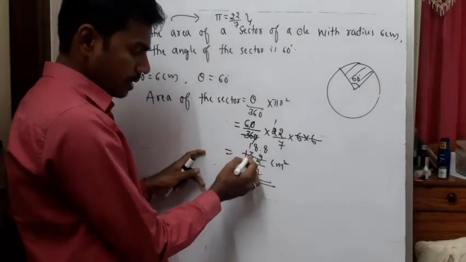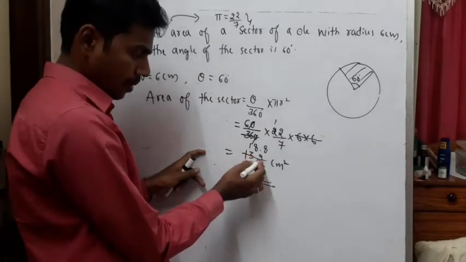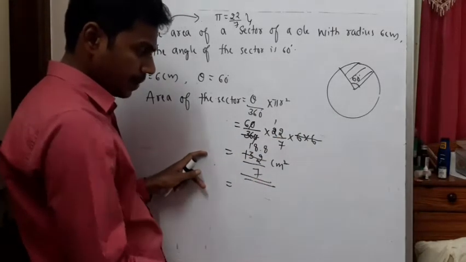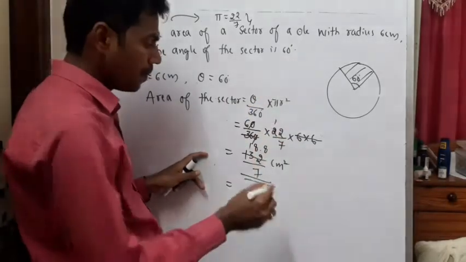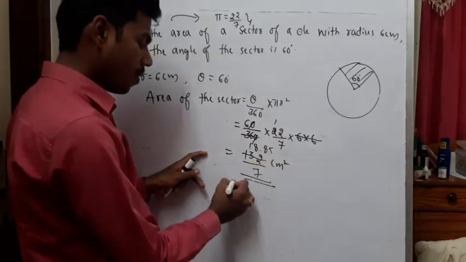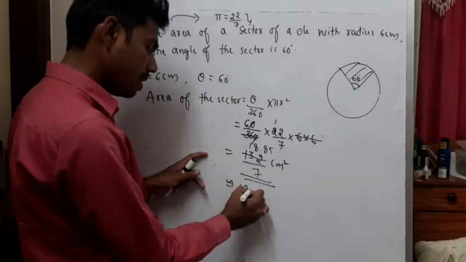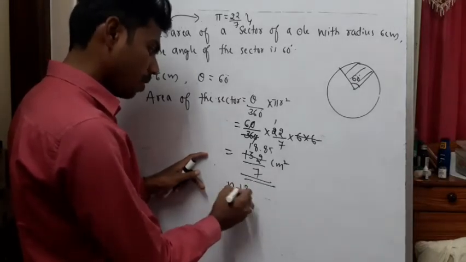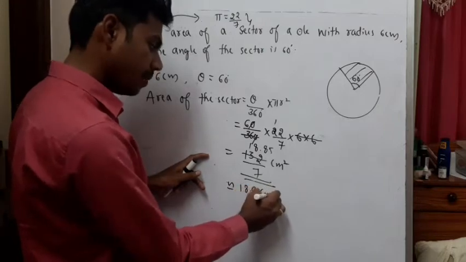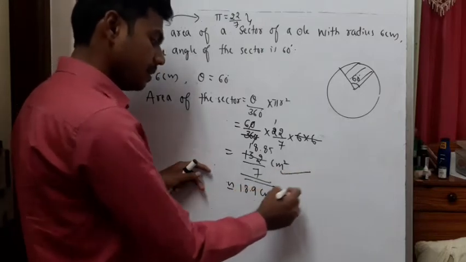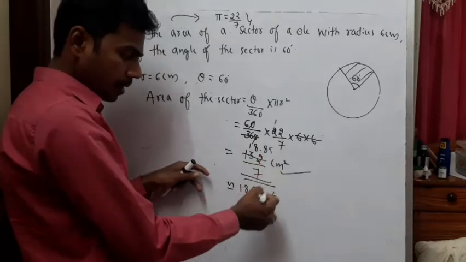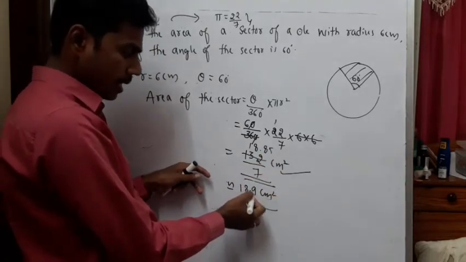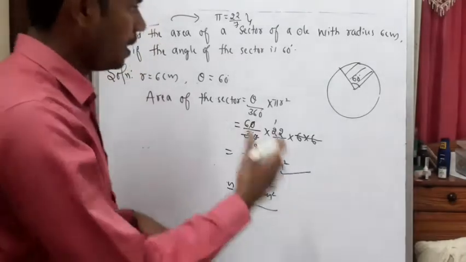See, 7 1 is 7, 6 left 62, 7 8 is 56, 6 left 60, 7 8 is 56, 4 left 40, 7 5 is, see, it is approximately equal to 18 point 9 centimeter square. So either you can write this. In the textbook they have given the reduced answer, which is 18.9 centimeter square. Please note this down.